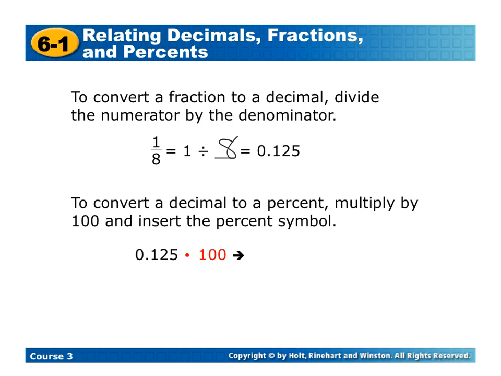And now we can convert that decimal to a percent simply by multiplying it by 100 and then putting on the percent symbol. We're moving our decimal point over 2 spots, and this becomes 12.5%.